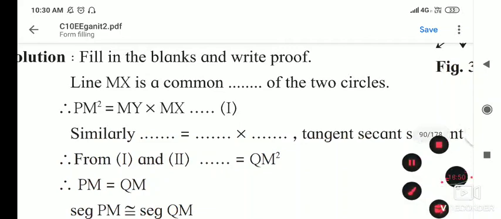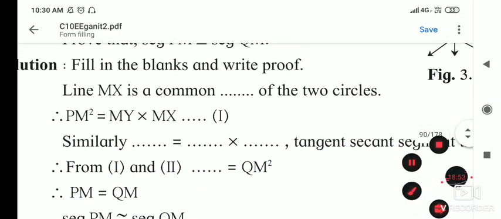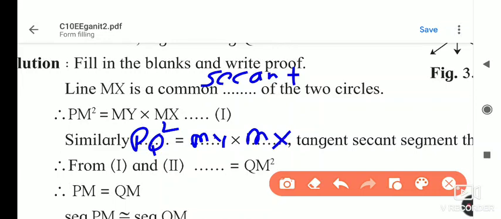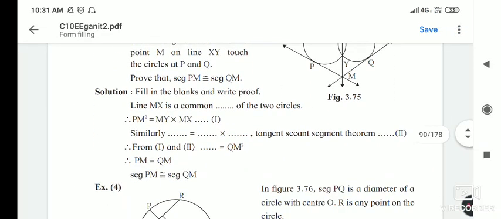We will prove it. So I will write it again, then you will understand. Here it is a secant. Here MQ square is equal to My into Mx. From 1 and 2, PM square is equal to QM square, because the RHS is the same. By taking the square root, QM is equal to PM, and we can prove that easily. And if they are equal, they are congruent to each other. Understood, all of you? Okay, so that is our example.